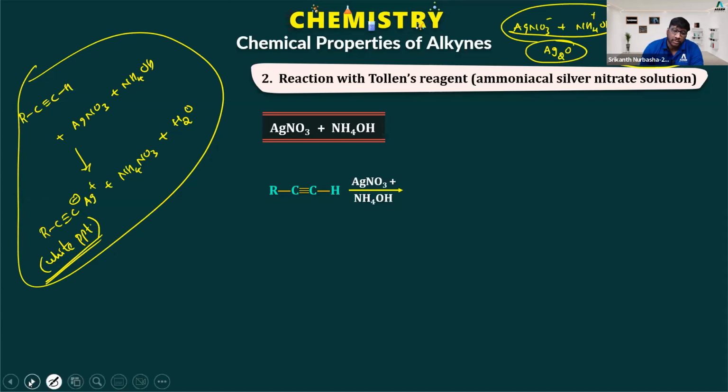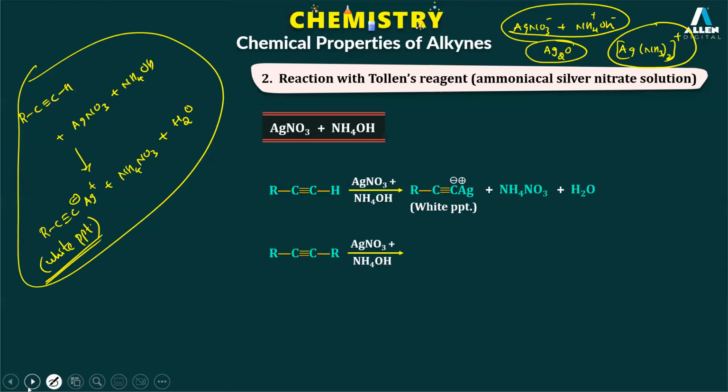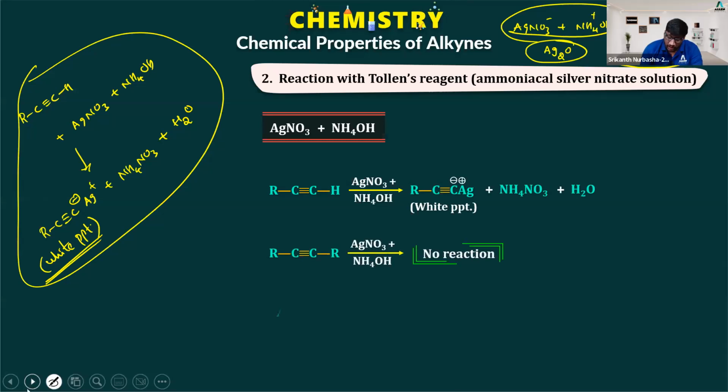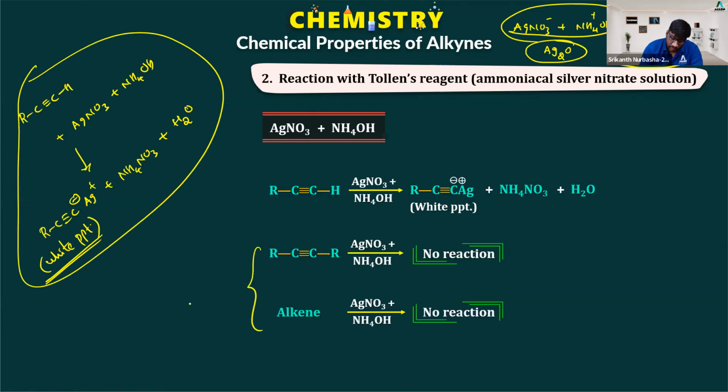And if we take a non-terminal alkyne, will that reaction happen? Non-terminal alkyne or alkene? No, sir. Non-terminal alkyne, no acidic proton. Alkene also no reaction because no acidic proton. So no reaction is going to be happening with the alkyne, non-terminal alkyne as well as alkene. Is that clear, students? Everything clear?